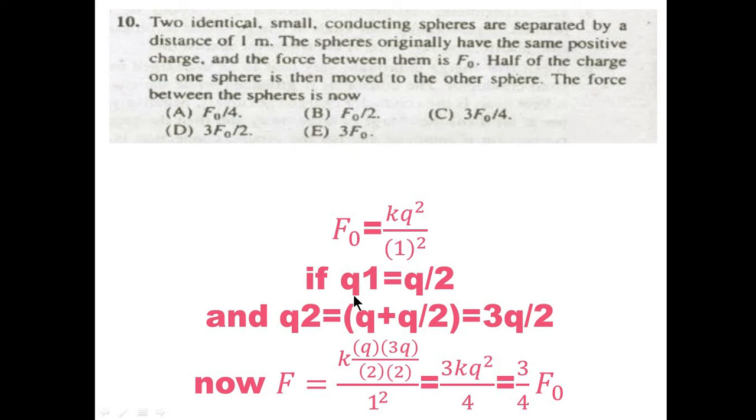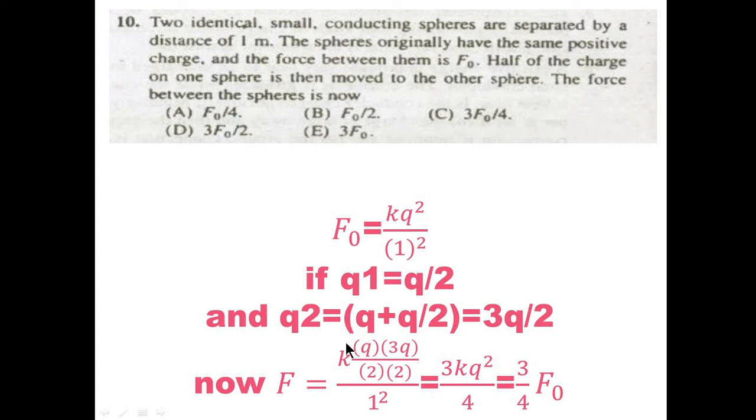Let the original force be k times the charges over r squared. As the charges are similar, that's why I haven't written Q1 and Q2. Both are the same or identical, that's why I write Q squared. So you get F naught is equal to kQ squared. If Q1 is equal to Q by 2, now he's saying that the spheres already have the same positive charge. Now he is saying that half of the charge on one sphere is then moved to the other. When half charge is moved, Q2 has become Q plus Q by 2. So if we take LCM, then this is equal to 3Q by 2.